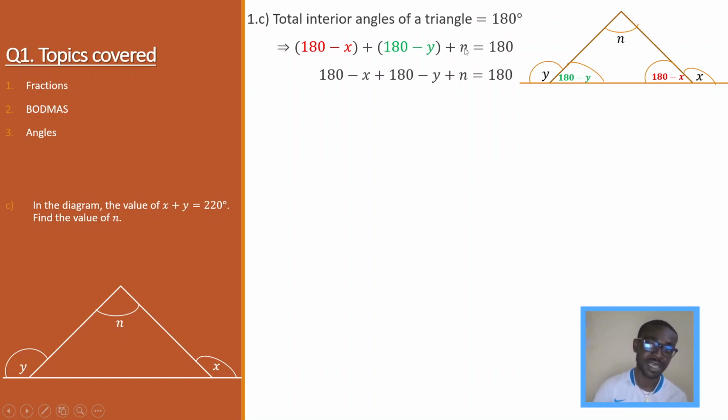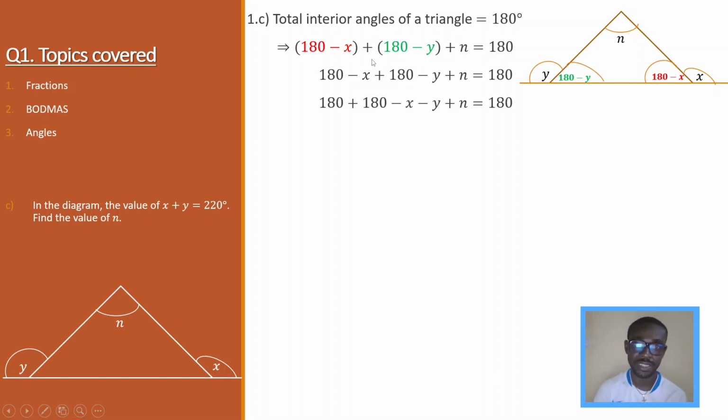Then we have our plus n here. So we haven't done anything to our equation. We have just removed the brackets and then we equate it to our 180. We have learned that the equal to sign can be looked at as if it is a bridge. So we have the left hand side of the bridge and then the right hand side of the bridge. So let's continue. From here, I think we have to group like terms.